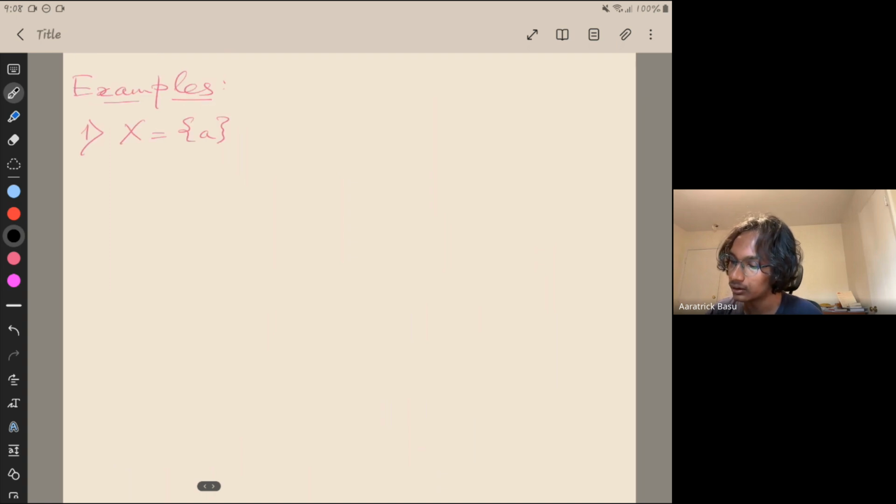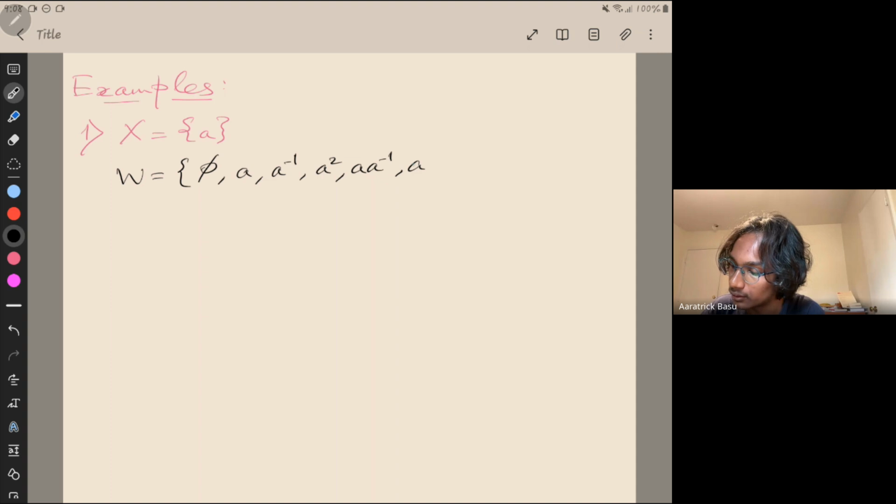So let's do some examples. Suppose the set has only one element, A. What are some words, right? Feel free to stop me whenever you have a question. What are some typical words? You have the empty word, you have the word given by the single character A, you have the word given by the single character A inverse. Remember, A inverse is just a formal inverse that we're introducing. You have the word A squared, you have the word A inverse, A, and so on, right? All of these are words.